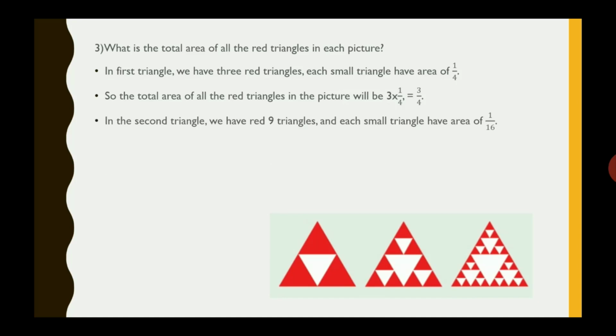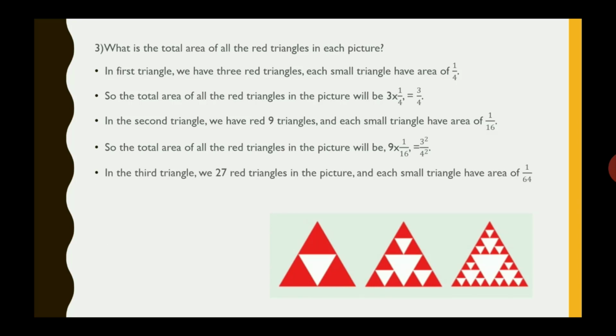In the second picture, how many red triangles do we have? We have 9 red triangles, and each small triangle has an area of 1 by 16. So the area of the total 9 red triangles in the second picture will be 9 into 1 by 16, and we can write it as 3 square by 4 square. Now we consider the third triangle. In the third triangle, we have a total of 27 red triangles, and each small triangle has the area of 1 by 64. So the total area of all red triangles will be 27 into 1 by 64, that is 3 cube by 4 cube.